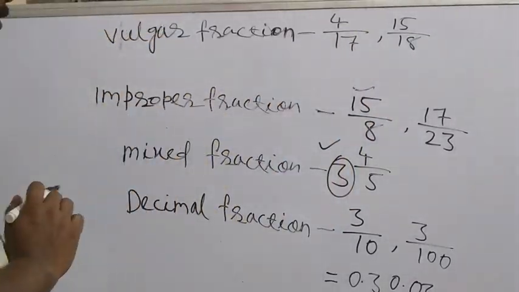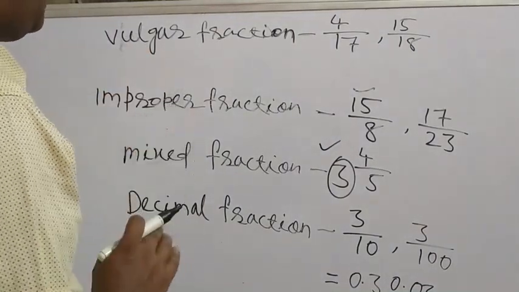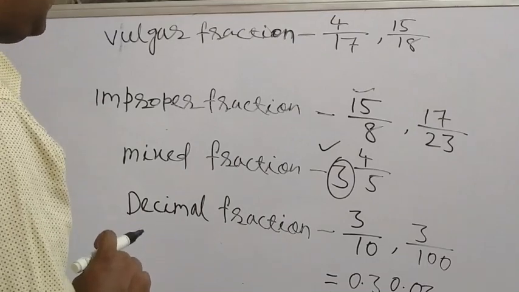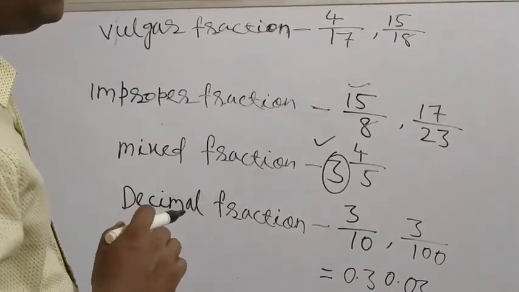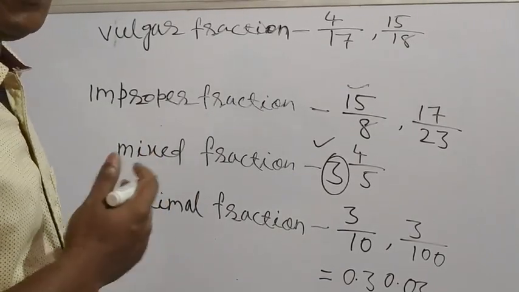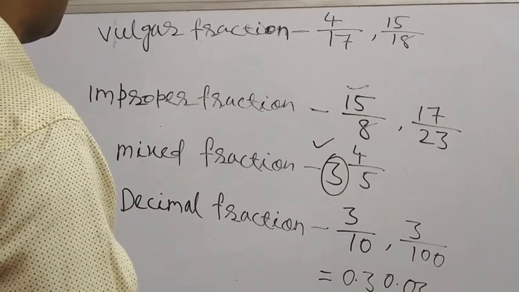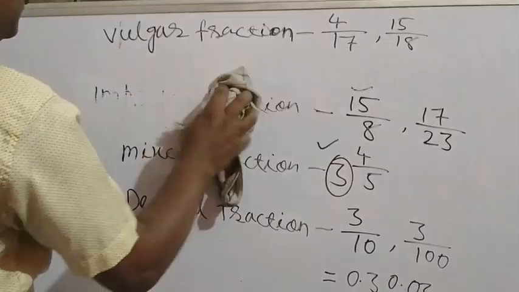So vulgar fraction understood. So now I have explained proper fraction, improper fraction, mixed fraction, decimal fraction, vulgar fraction. These all, if you want to write in your copy, you pause the video and you can write it. Then next is like fraction. What is like fraction?